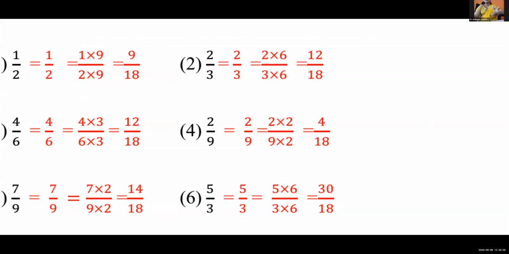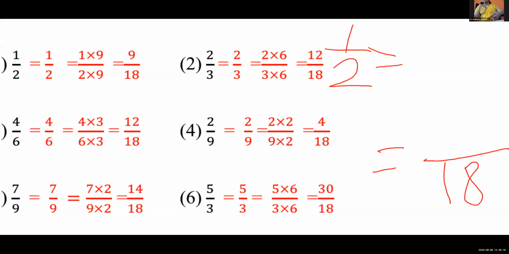First fraction is 1 upon 2. And we need denominator 18 compulsory. For this 1 upon 2, we need the equivalent fraction with the denominator 18. हमें ये 1 upon 2 फ्रैक्शन के लिए इक्विवेलेंट फ्रैक्शन ढूंढना है जिसका डिनोमिनेटर हमें क्या चाहिए? 18. ओके. So we'll write 1 upon 2.